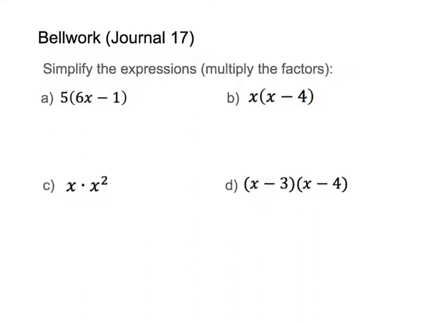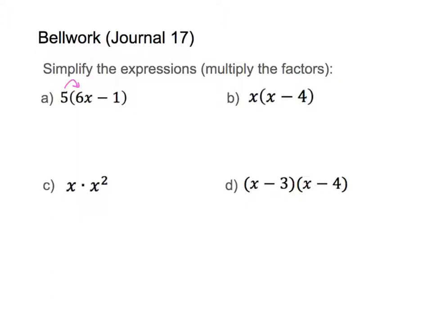Okay, so we're on journal 17 here, and for this spell work, we're actually going to start out with some simplifying expression problems. As you can see here, there are factors, so this would be a factor, and there's a 5 in front. This would be a factor multiplied by this factor. So when we're multiplying factors, there's different types of situation, but the idea comes back to distribution. So like this 5 sits outside this parentheses, so we need to distribute the 5 inside the parentheses.